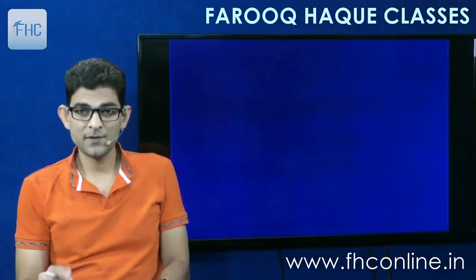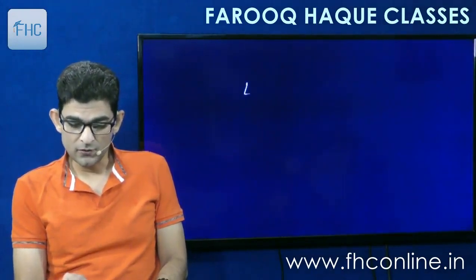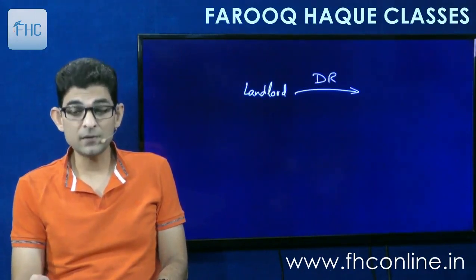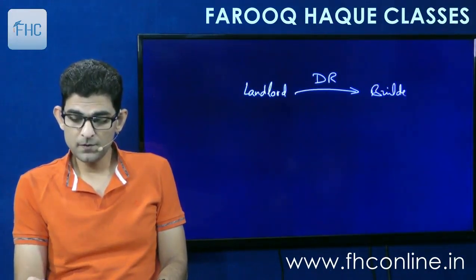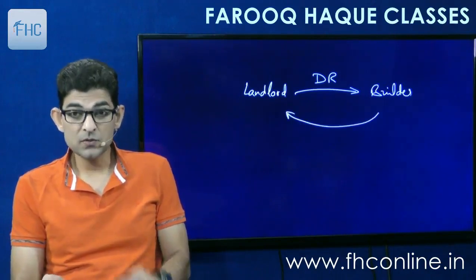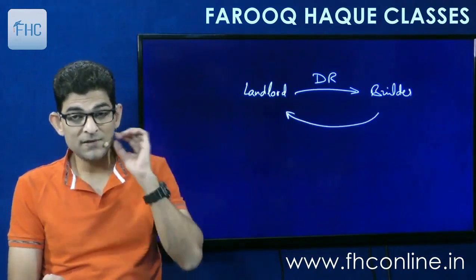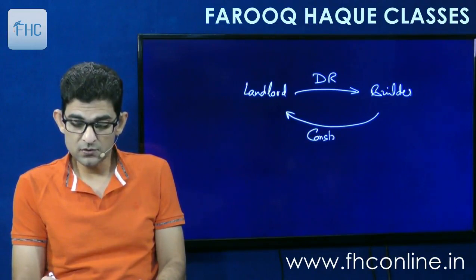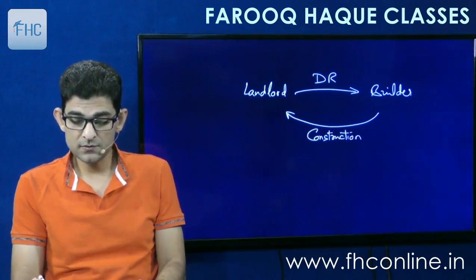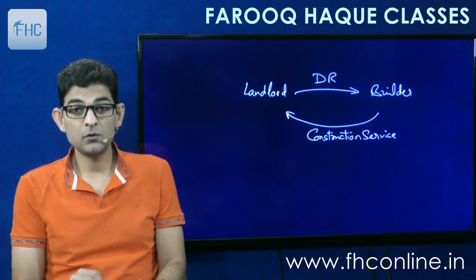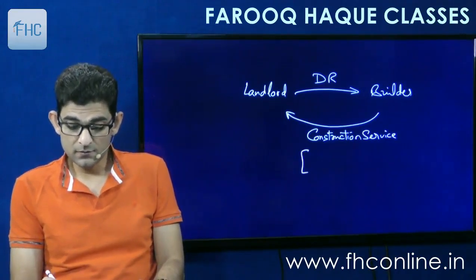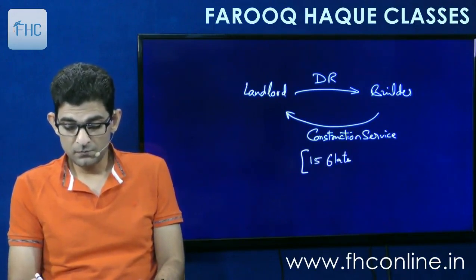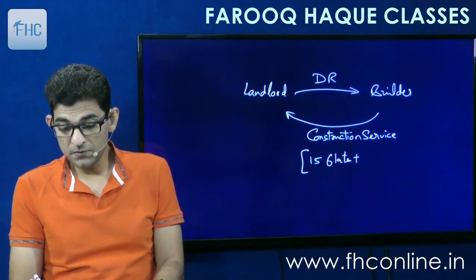How? Let's see. So here is the landlord who gives the development rights. I'll write DR to the builder, and the builder gives back some flats, some construction. Means he's doing some construction activity for the landlord. So he is giving the construction service for the landlord, by giving say 15 flats plus some consideration in cash, maybe 3 crores.